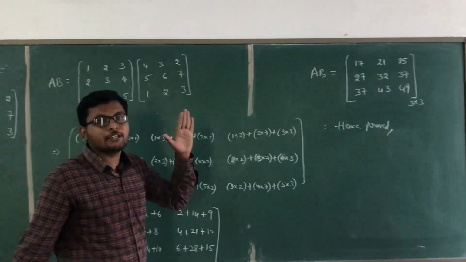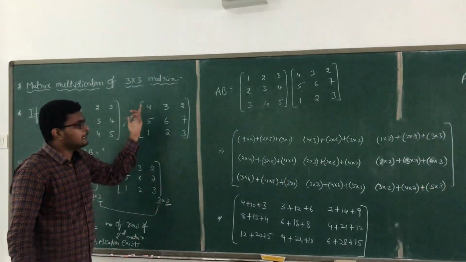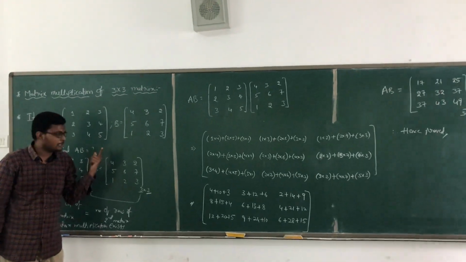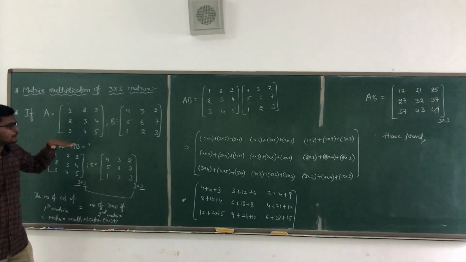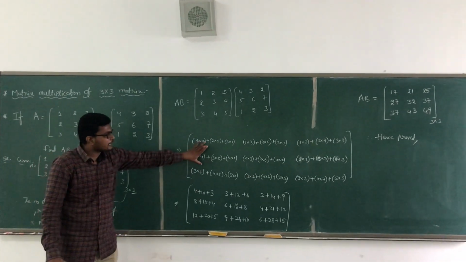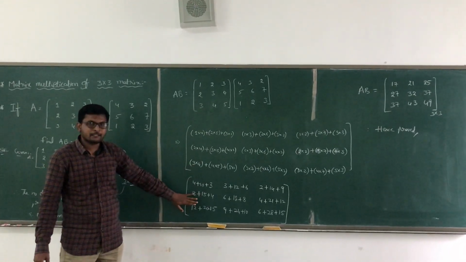So this is the procedure. You have to find a 3 by 3 matrix. Clear? If you practice regularly, you can skip this one. Directly you can find this step.